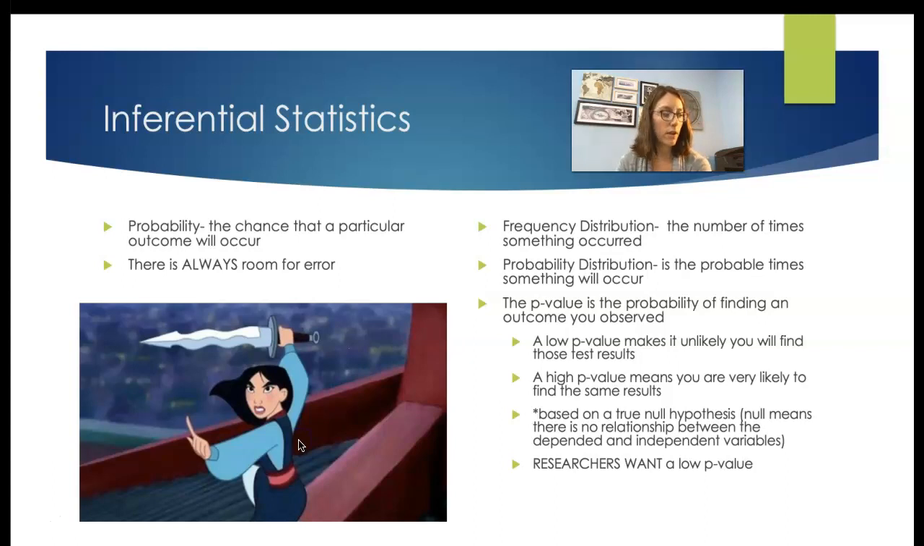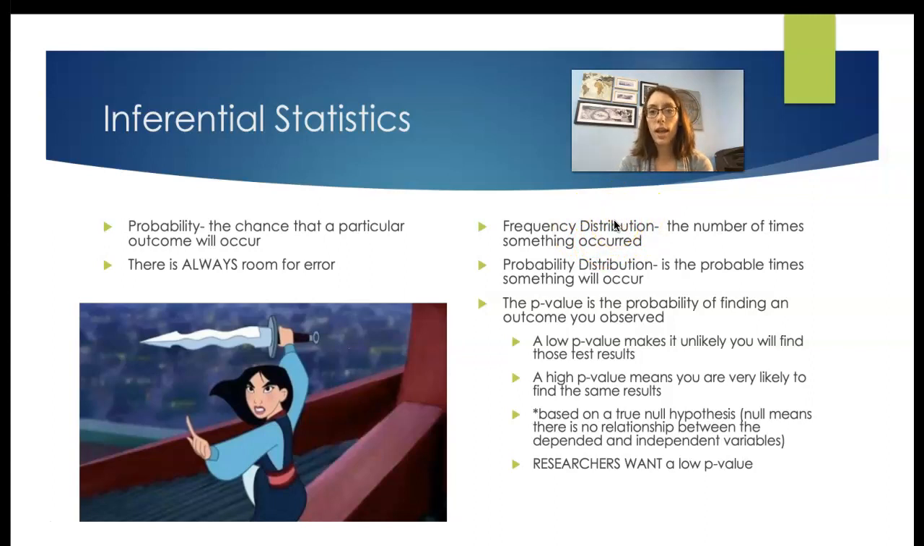We also have inferential statistics, which is the probability that chance has a particular outcome. All right? There's always room for error. Nobody will ever tell you that in inferential statistics you have a 100% reliability rate. Right? So we do have a frequency distribution, the number of times something occurred. You have a probability distribution, which is the probable time something will occur. This is a fact. This is the number of times something physically happened.